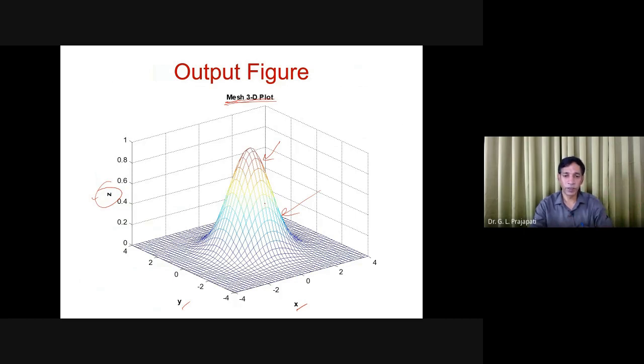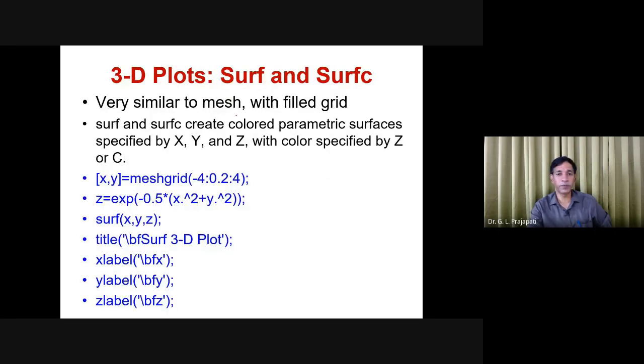In case of the surf plot, you have the filled one. All such mazes are filled, so all these areas are filled. If you go for the surf plot, then you will have the filled area, so the grid will be filled, and the remaining things are the same. Remaining things are the same means what?